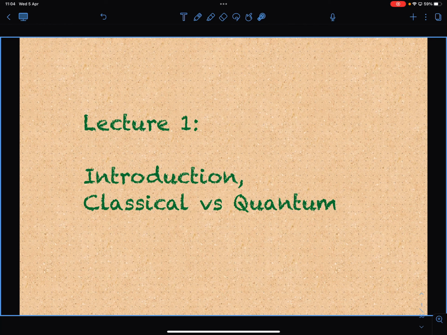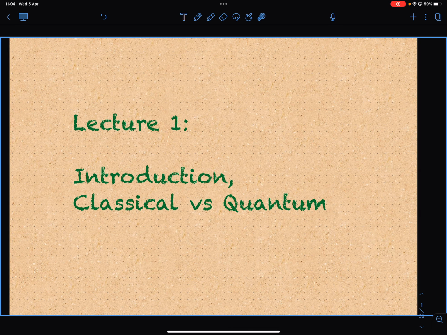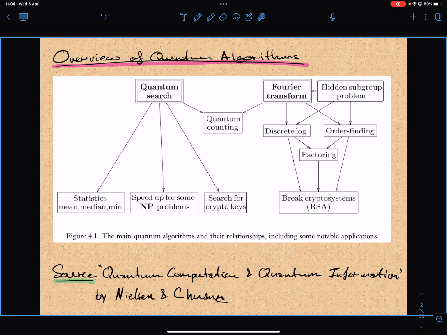All right, so this is going to be the first lecture. In the previous class, we just talked about the syllabus and the structure of the class. And this is a more technical introduction into the class. Here is a diagram that I pulled out from the textbook, and it outlines the type of quantum algorithms that are well understood.